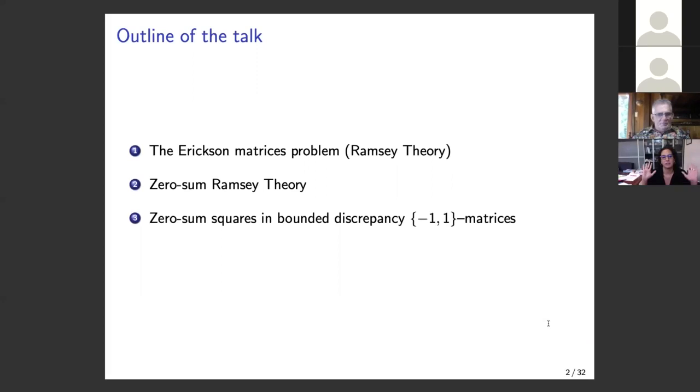I will divide the talk into 3 parts. First of all, I want to tell you the story of this project, and therefore I will talk a little bit about a problem called the Ericsson matrices problem, which is a canonical or prototype problem in the setting of Ramsey theory. Then I will tell you about some variants of the theory that I have worked on in recent years and that I really like.